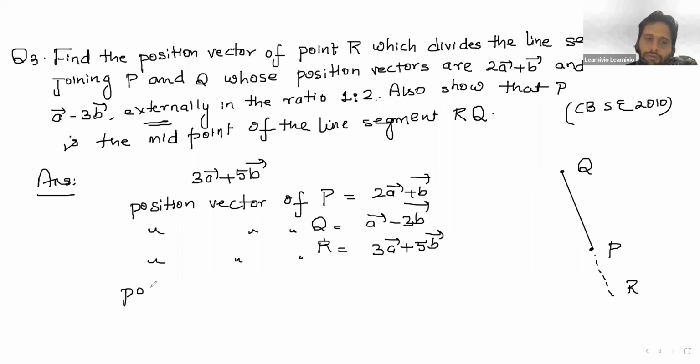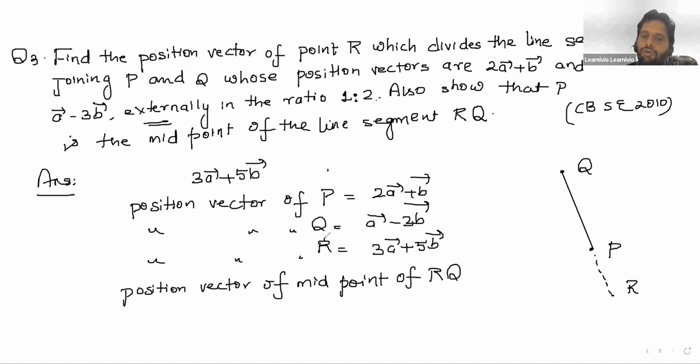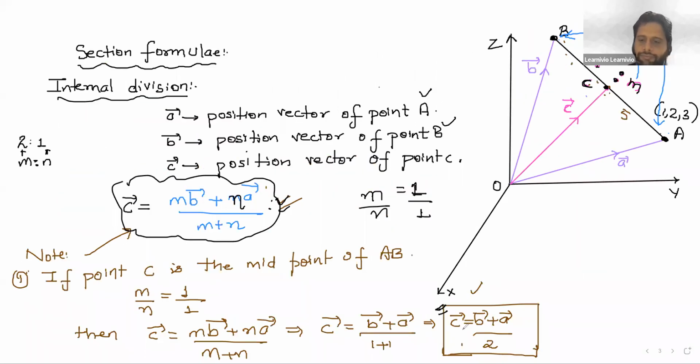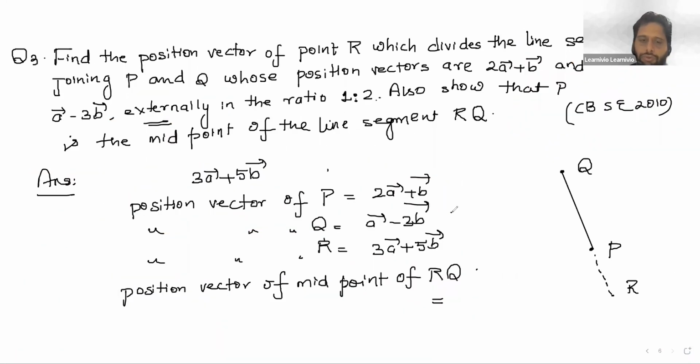So the position vector of the midpoint of RQ. If you have to prove that P is the midpoint of RQ, then first of all, calculate the position vector of the midpoint of RQ. So that will be equal to what? What is the midpoint formula? B plus A by 2. So you need to add these two, R and Q.